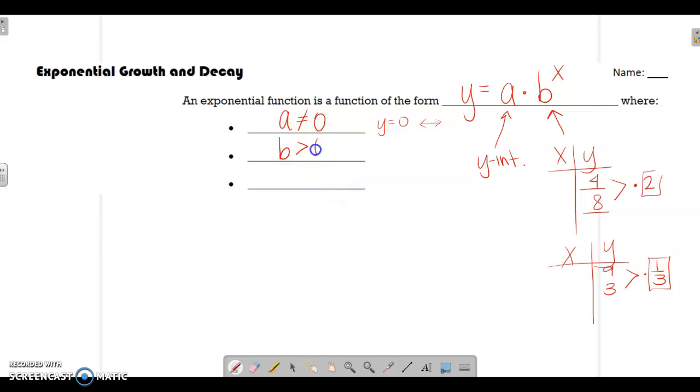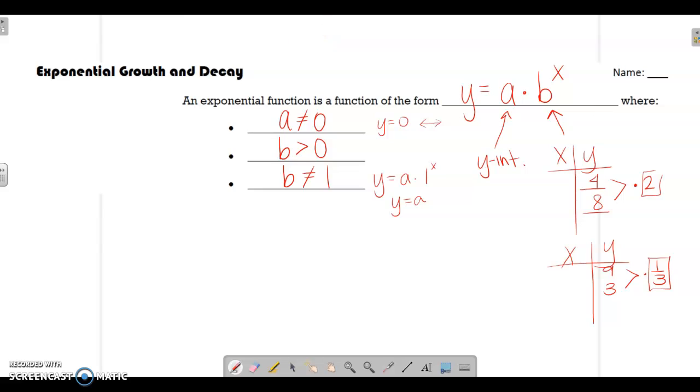B has to be positive, and that's because you have to have a positive number, otherwise you're going to skip back and forth between positives and negatives as you raise it to the power of x. And then also b cannot equal 1, because if b equaled 1, you would have y equals a times 1 to any power. Well, 1 to any power is just 1, so you would just have y equals a. That's, again, a horizontal line. Okay, so those always have to be true.